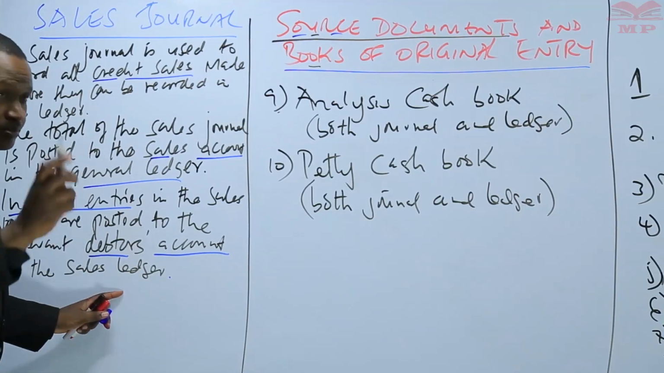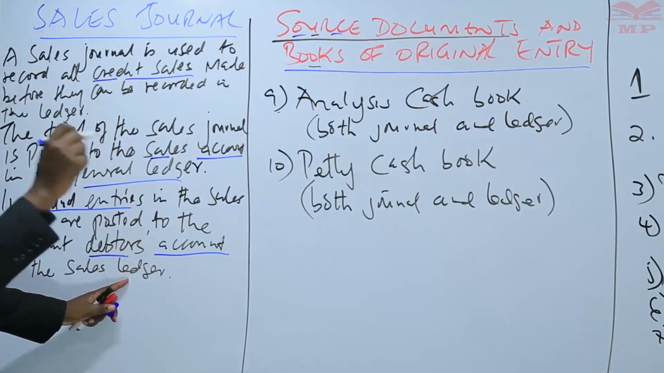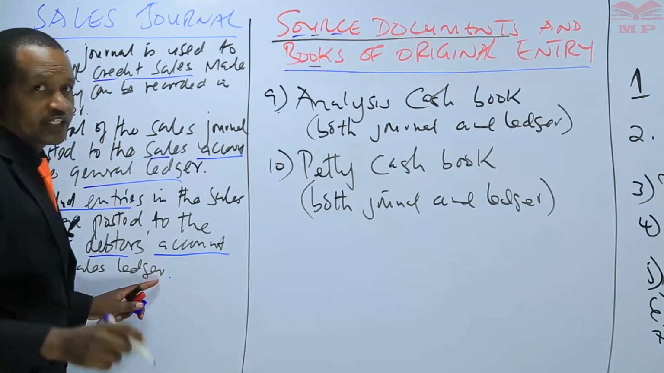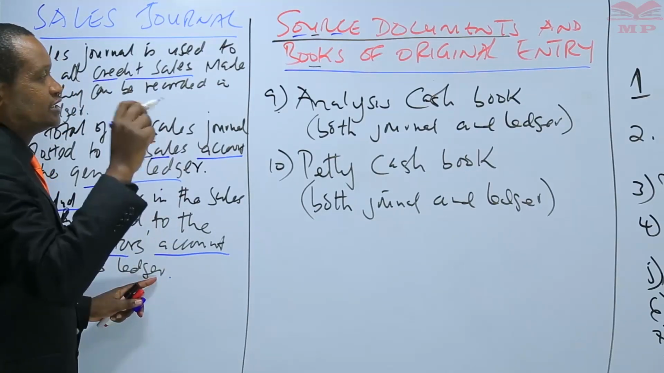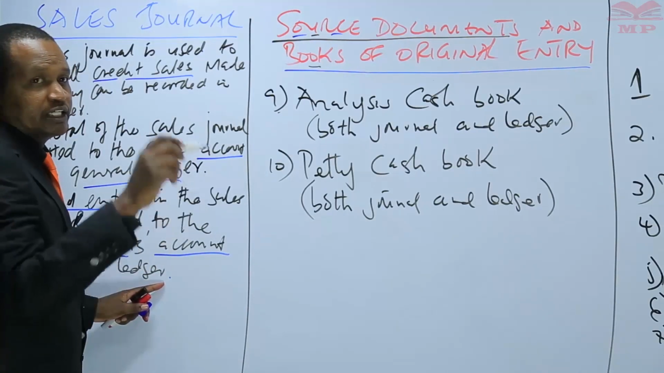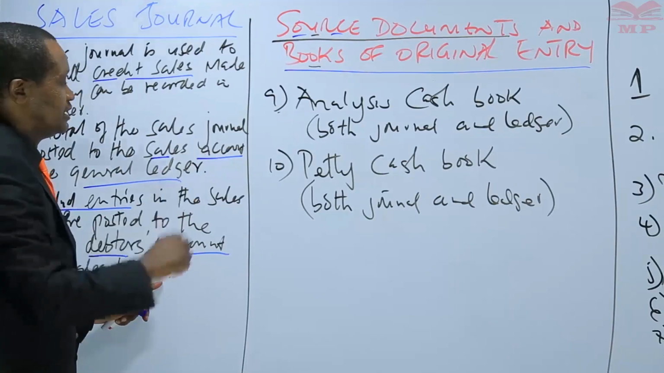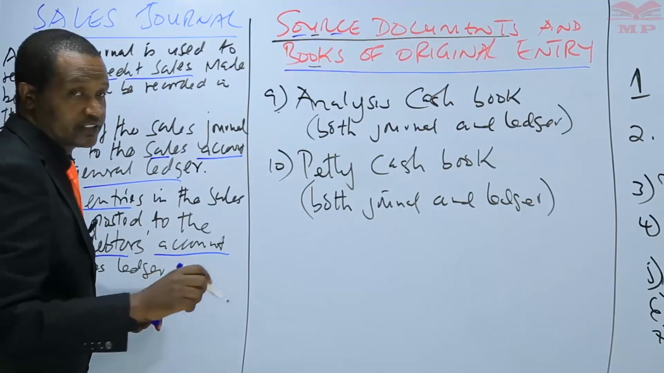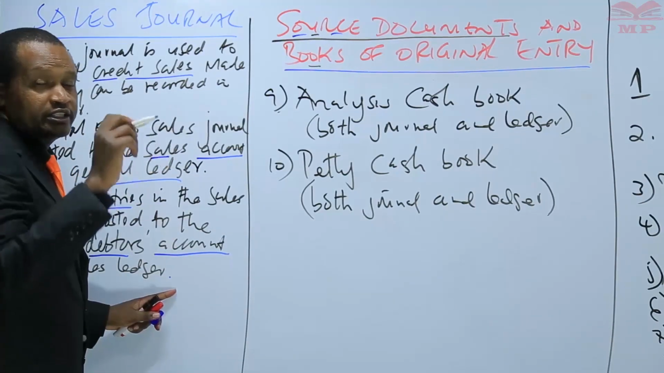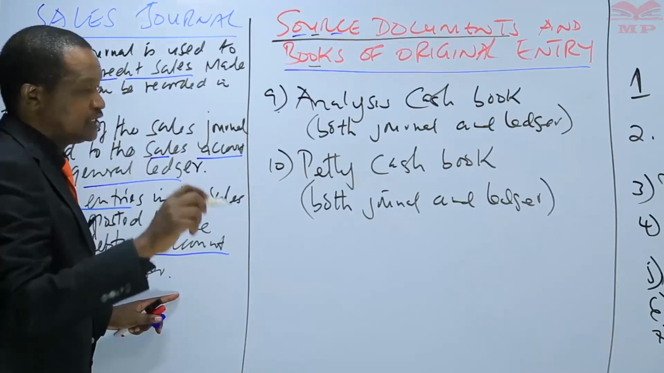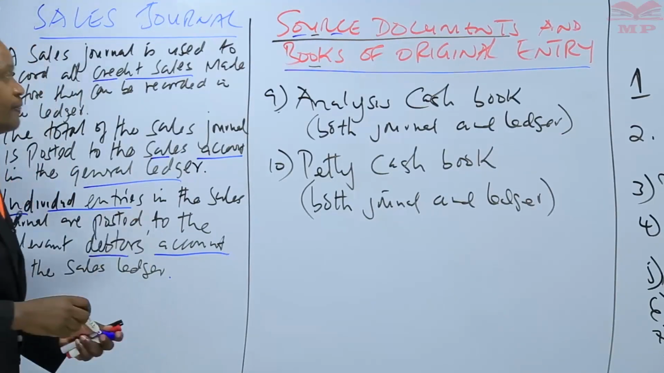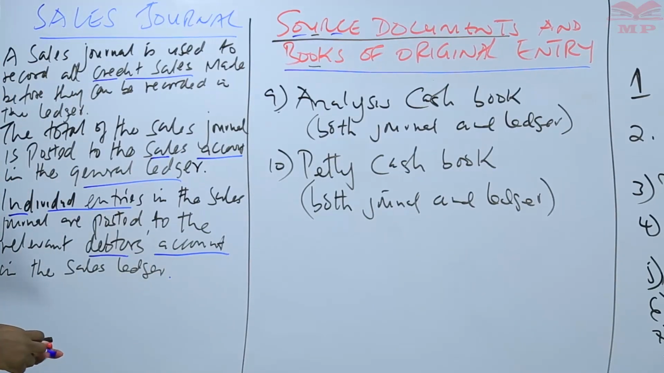So those are very important points to note. To remember that the sales journal only records credit sales. The credit sales are not cash sales. Number two, the sale of fixed assets on credit should also not be recorded in the sales journal. And I've also made 2 points here, very important.